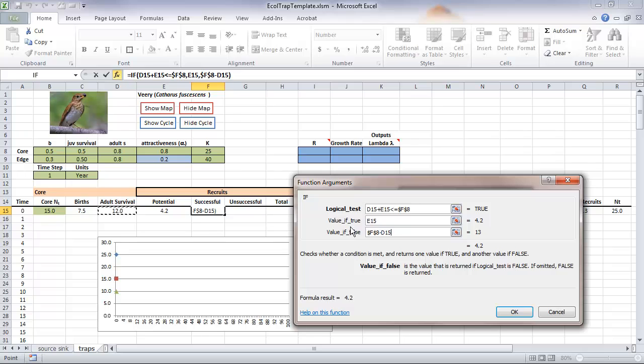So the whole IF function is really asking, are there enough empty territories in the core habitat after we account for these returning adults? And given that there are only 25 breeding territories possible, if there's enough room, bring them all in. If not, bring in as many as there are slots available. That would be 25 minus the returning adults. Make sense?